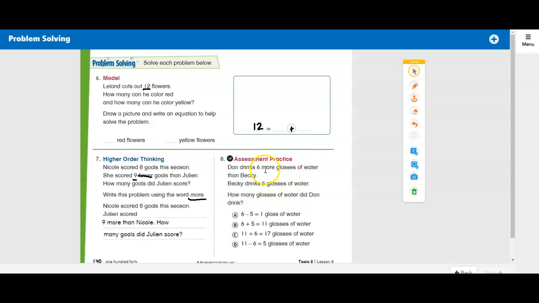And number 8 says, Dan drinks 6 more glasses of water than Becky. Becky drinks 5 glasses of water. How many glasses of water? So if Dan drinks 6 more than Becky, and Becky drank 5 glasses, which of the answer choices represents our story problem best? Fill in the circle, and then you are all done with your math for today.